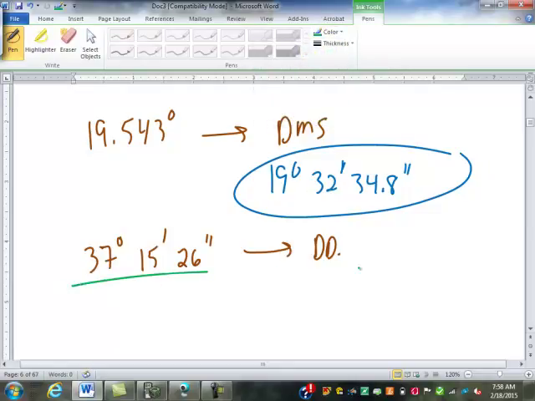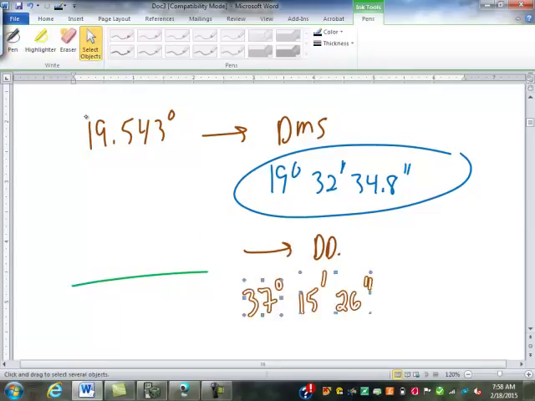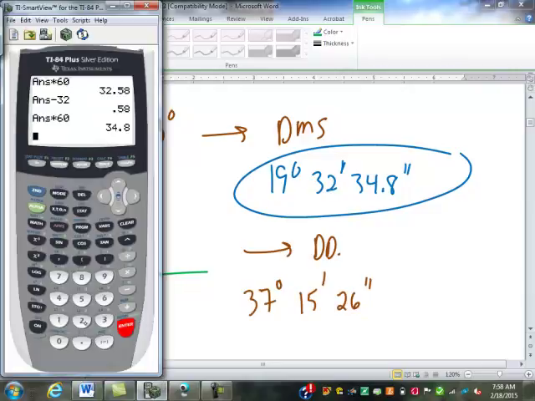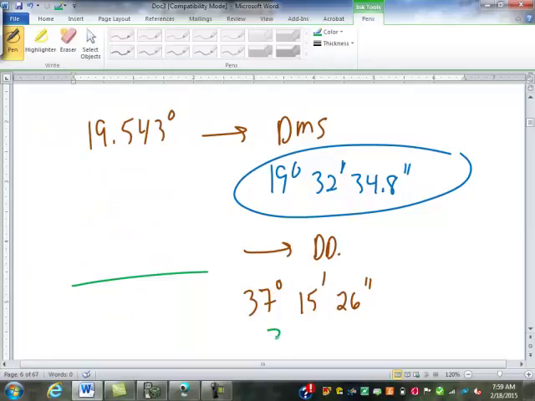Let's go the other way. Right here, 37, 15, 26. I'm going to move that out of the way again. So I'm going to start out with the 26. What am I going to do? Divide by 60, and then add the minutes, the 15 minutes. Divide by 60. We have to make sure that we're being careful and hitting equals at each step rather than trying to string them together because it will mess you up bad. 0.2572, that's 37 then, 0.2572. How many of you got that? Cool.